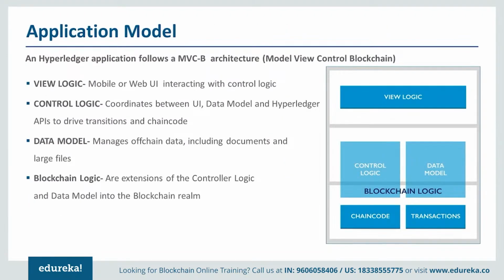If you want to break down an application into different logic, you can see that you have 4 logical models which are available. One is your view logic, where you connect your backend with your front end, and that is done with the help of REST APIs in Hyperledger Fabric. And then there is a control logic which coordinates between UI, data modeler, Hyperledger APIs.